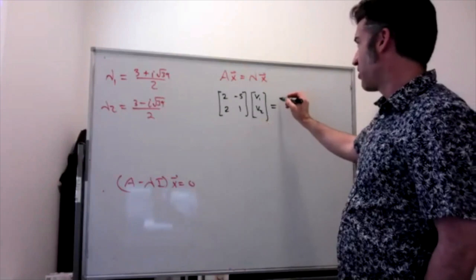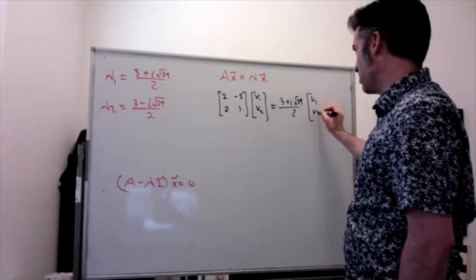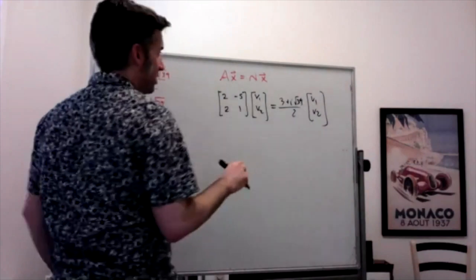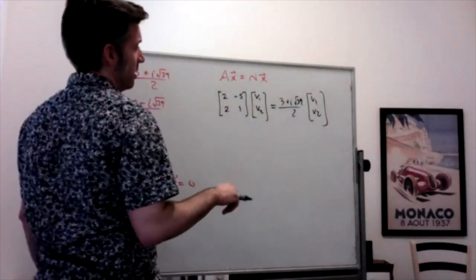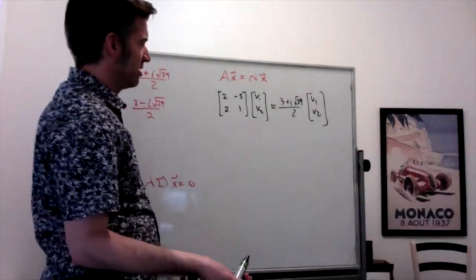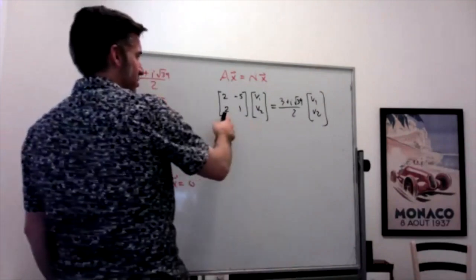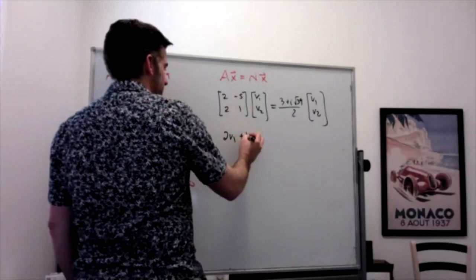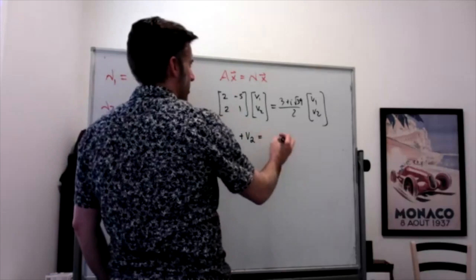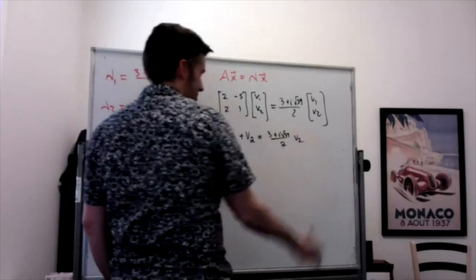So this is going to equal (3 plus i root 39) over 2 times (v1, v2). This seems pretty gross. So let's see what happens. I kind of feel like I want to use the second equation, just because it looks less terrible. So 2 times v1 plus v2 equals (3 plus i root 39) over 2 times v2.